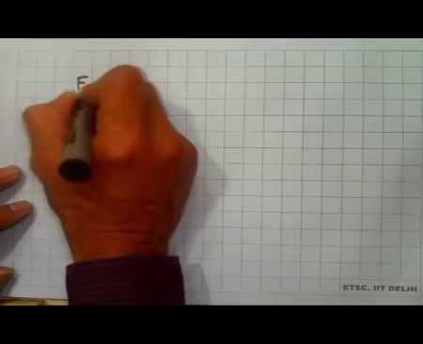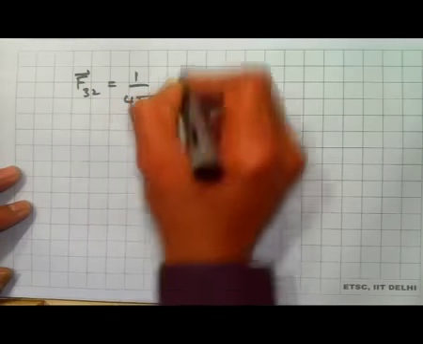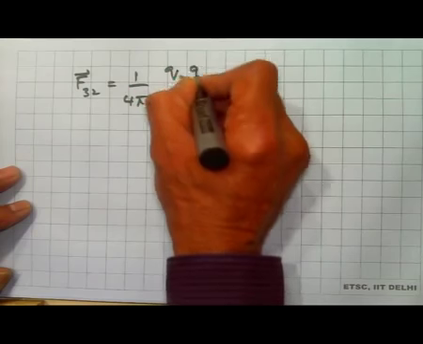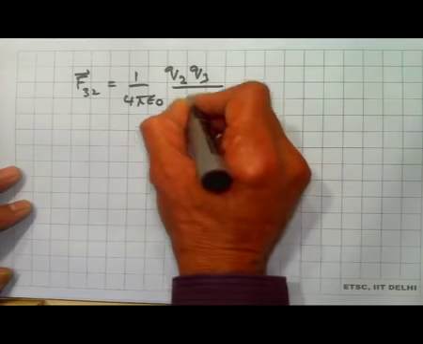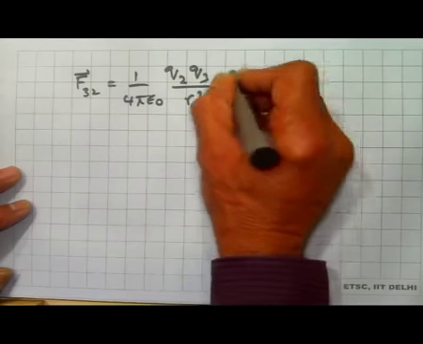Similarly, what is F32? F32 is equal to 1 by 4 pi epsilon 0, Q2 Q3 by r32 square, r32 unit vector.